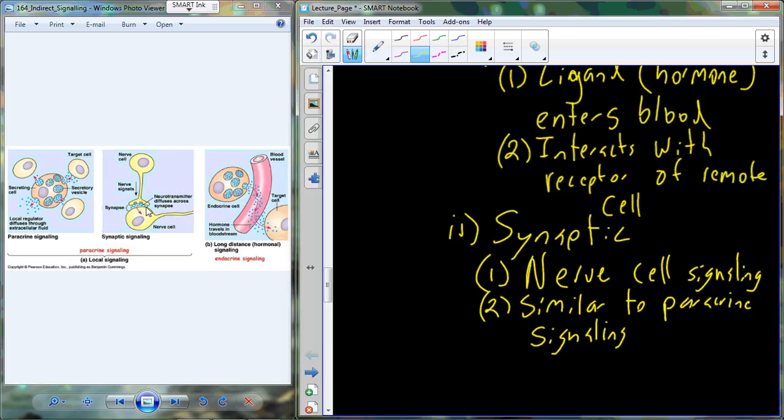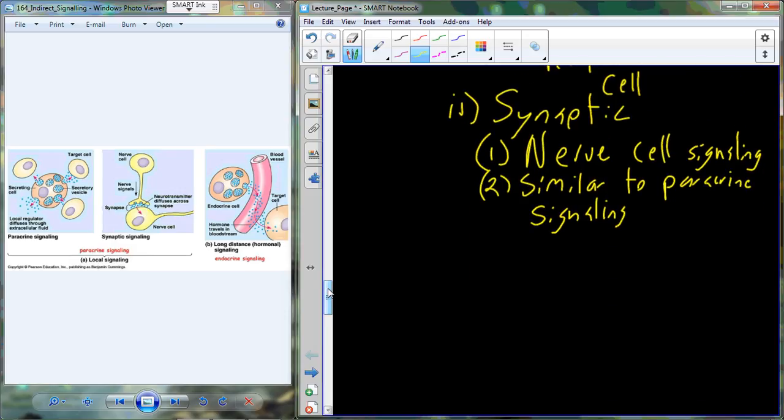So again, similar to paracrine signaling. I've given you a bunch of generalities, and what I'd like to do now is give you three examples of specific types of signaling. Basically, once we have an interaction, regardless of whether it's a paracrine, endocrine, or autocrine signaling system, once we have interaction between the ligand and the receptor, what happens inside?